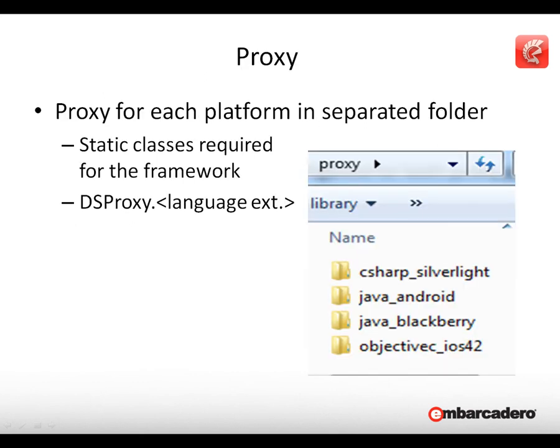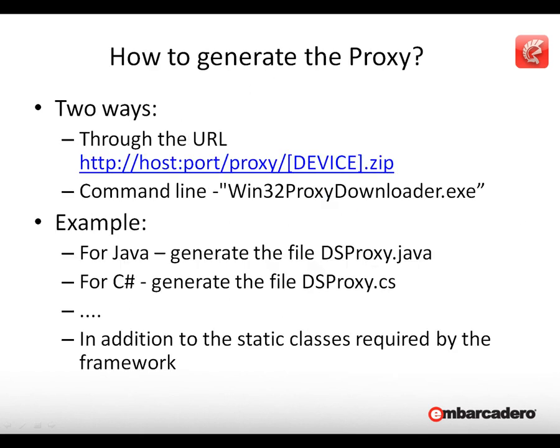So when you create the project, you will see a proxy folder under your project folder, and this proxy has, for each platform, a folder with all of the static classes required by the framework, and also there is dsprox dot the extension of the platform and language you're using. The dsprox contains all of the classes and methods that will allow you to make the remote call on your DataSnap server. So that's what you're gonna take.